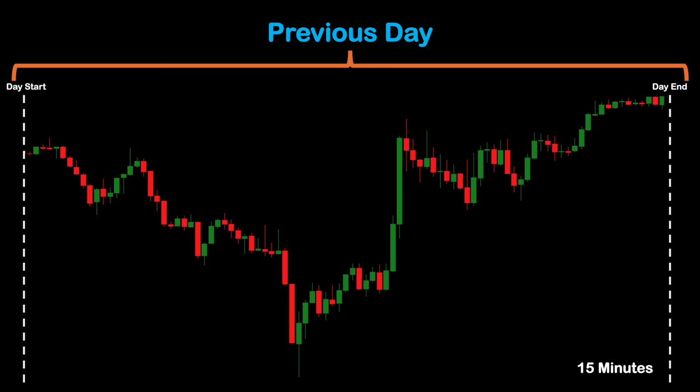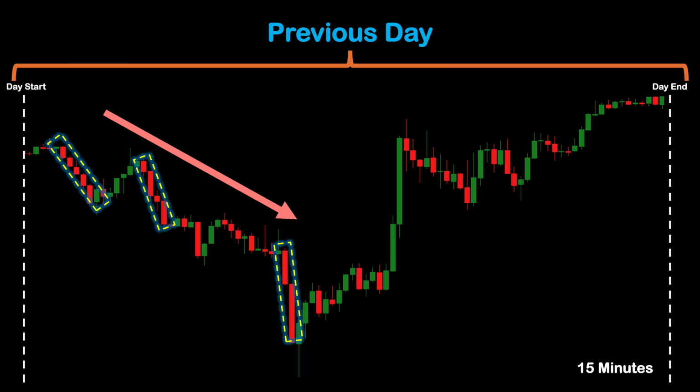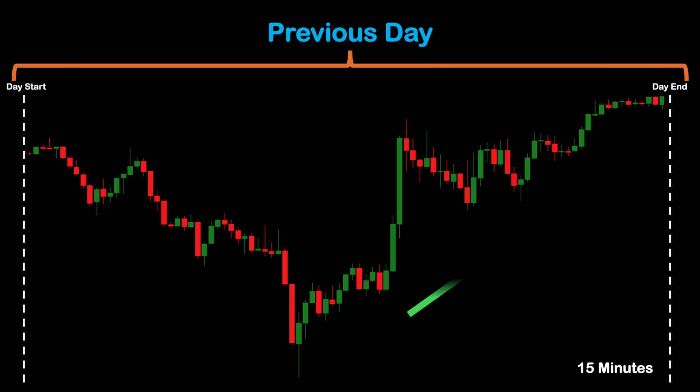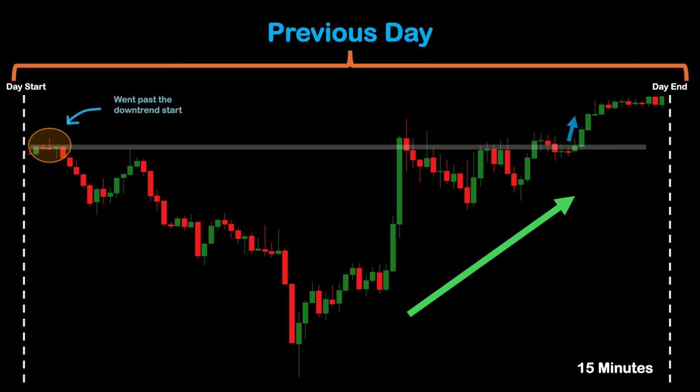When you look at this chart, the previous day started off with a downtrend. And if you pay attention to how strong the bearish candles are, this means that this bearish trend was very strong. But then something happened. All of a sudden, the trend that was strong going down completely turned around and became a very strong uptrend within the same day. And also notice that this new uptrend has gone past the start of the downtrend.